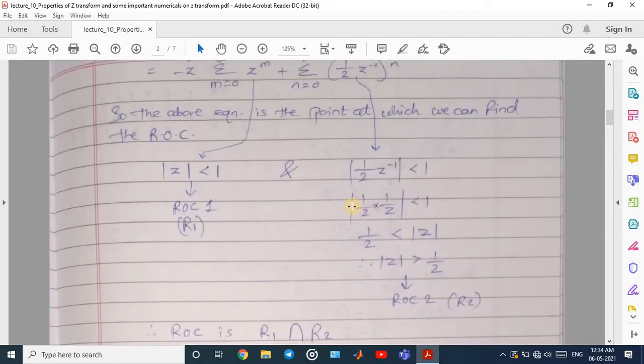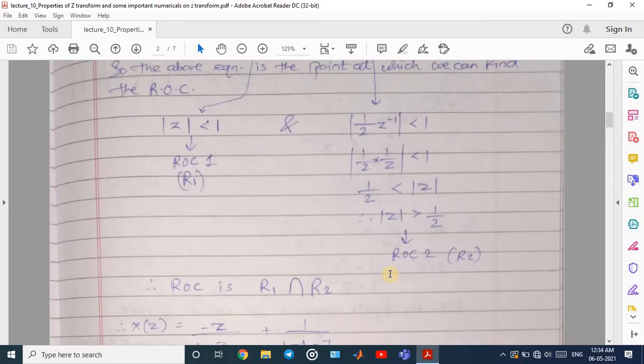So again, 1 upon 2 as it is, z inverse can be written as 1 upon z, so mod of this term less than 1. Now when we cross multiply z with 1, it will become mod of z, and 1 upon 2 remains as it is. So this equation indicates that mod of z is greater than 1 upon 2. This is your ROC 2, R2.